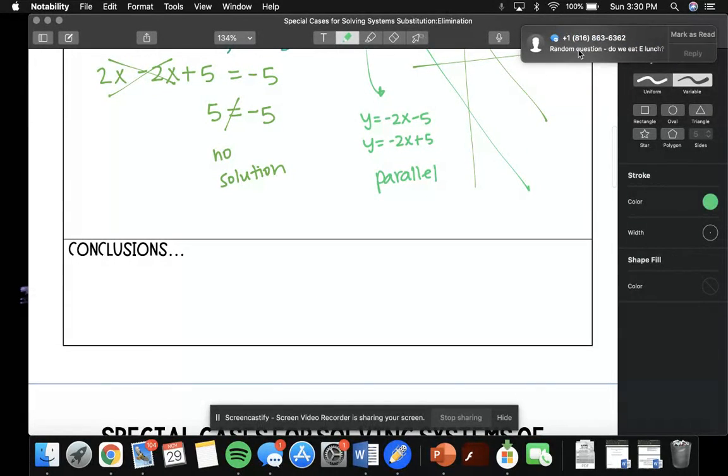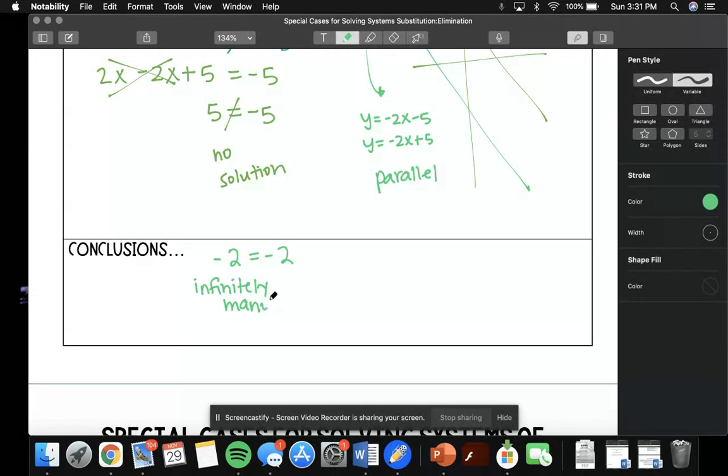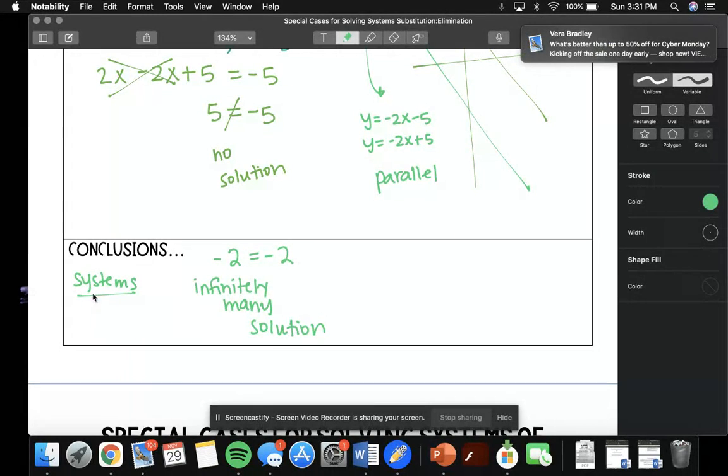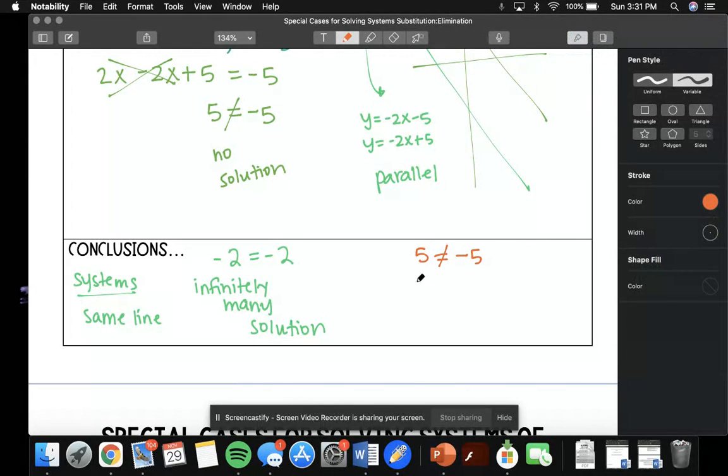So a conclusion is that if you have something like negative 2 equaling negative 2, that means you have infinitely many solutions, which also means if it's a system, that it is the same line. If you have something like 5 equaling negative 5, that's not true. That means you have no solution, which means if we're talking about a system, these would be parallel lines.